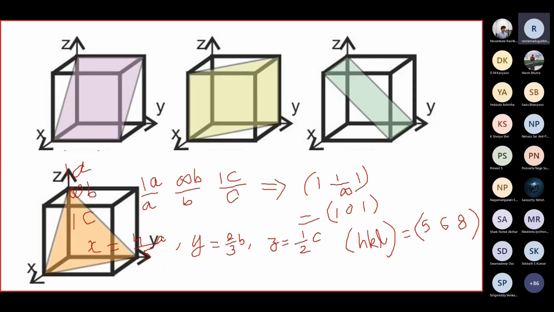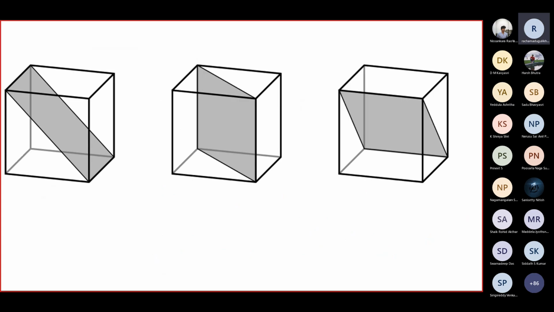So we know how to evaluate Miller indices for a plane, right? HKL values essentially indicate Miller indices, which are represented by 3 integers, and you can always work backwards to get the intercepts. We start with the intercepts and finally end up with the Miller indices. You can always work backwards and find out the intercepts, right?